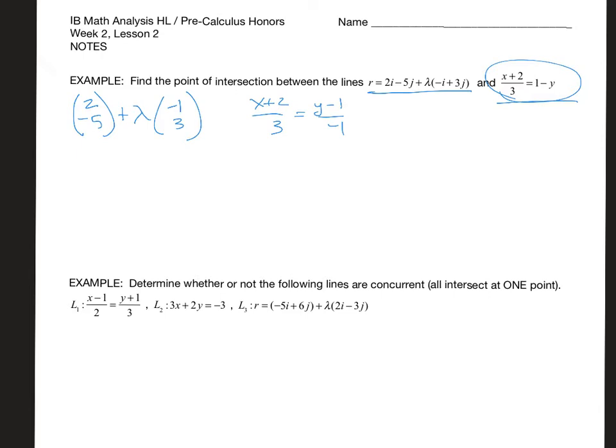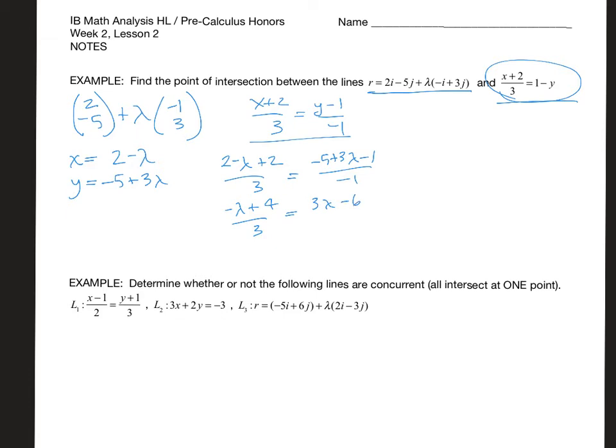All right, so if I take the first equation and I write it in parametric form, then I have equations for each x and for y. X would be 2 minus lambda, and y is negative 5 plus 3 lambda. All right, and then I can make a substitution into this Cartesian form. So (2 minus lambda plus 2) over 3 is going to equal (negative 5 plus 3 lambda minus 1) over negative 1. Let's do a little bit of housekeeping, combining some like terms.